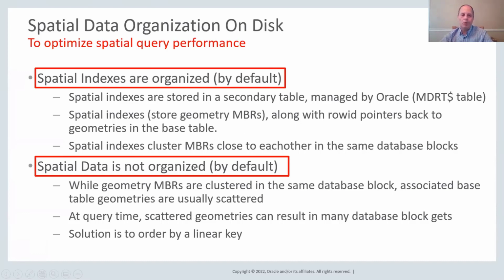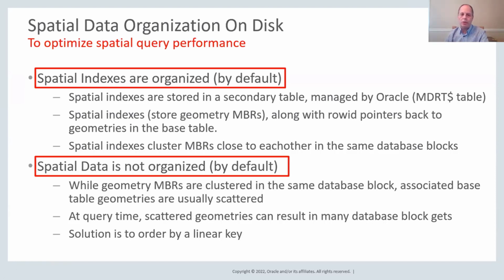And why is it important? Spatial indexes are stored in a secondary table managed by Oracle, and you've probably seen these MDRT$ tables, right? What does the spatial index store in there? It stores the minimum bounding rectangle of a geometry, along with pointers back to the base table that contains the data. The spatial index itself clusters those MBRs close to each other in the index.